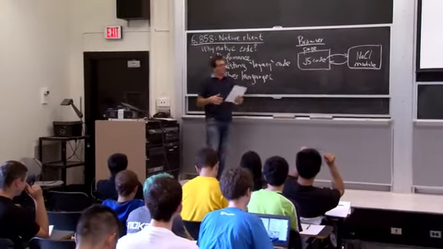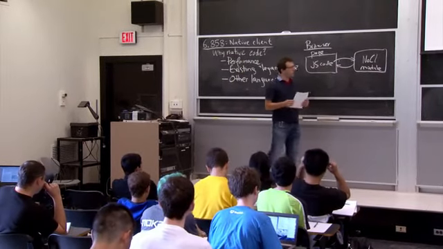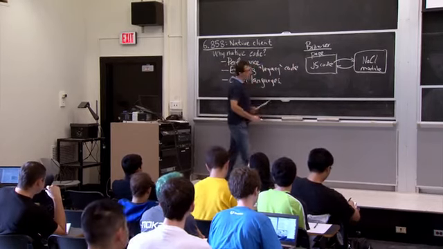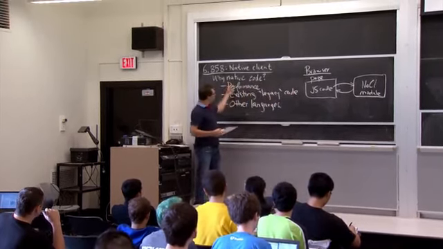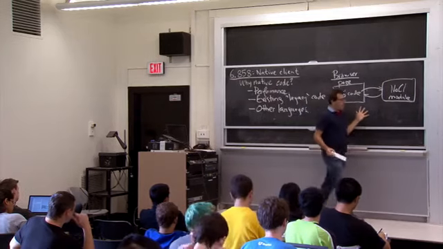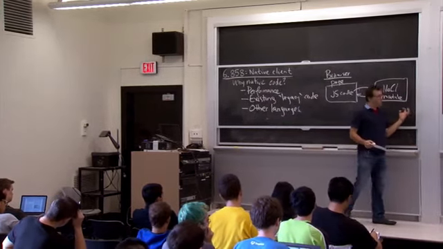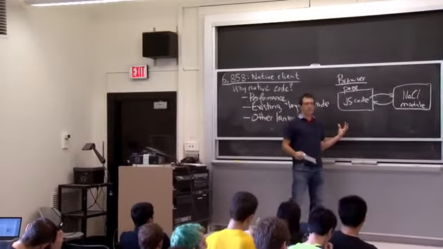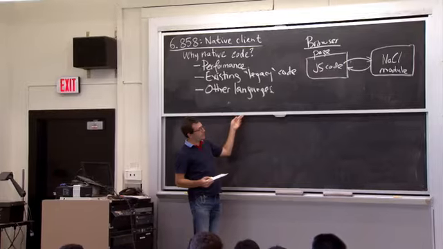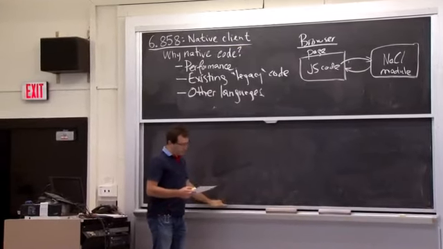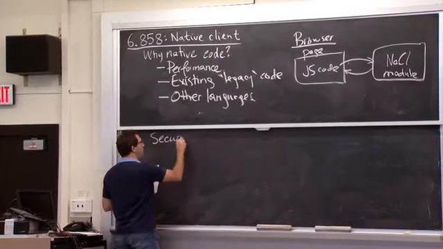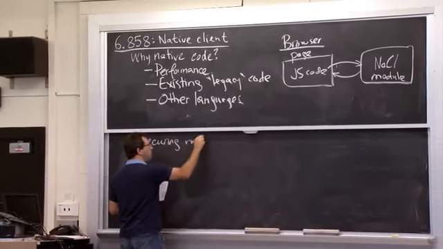So if your goal is to sandbox native code, there's a number of alternatives you could choose, right? People actually had these problems before, of performance, existing legacy code, and other languages, before native client came around. And people just solved them in different ways that maybe weren't as satisfying from a security standpoint or a usability standpoint as native client. But it is doable. So let's see. What could you do if you really want to run native code in a browser?